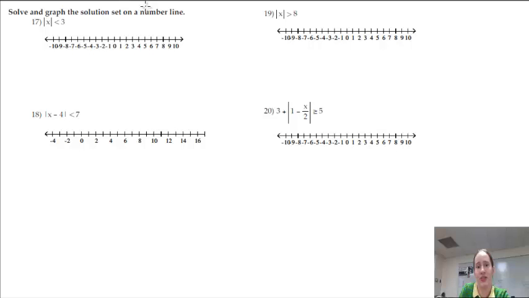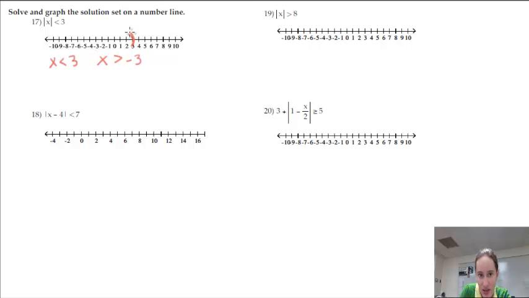All right, solve and graph the solution set on a number line. Now we have absolute values, but we have inequalities. So it only changes what we're doing a little bit. If we have the absolute value of x is less than 3, we still split it up into two things, where the first one stays the way it is. The second one, we not only make negative like with the equations, we also have to switch the inequality sign. So we end up with x is less than 3 and x is greater than negative 3.